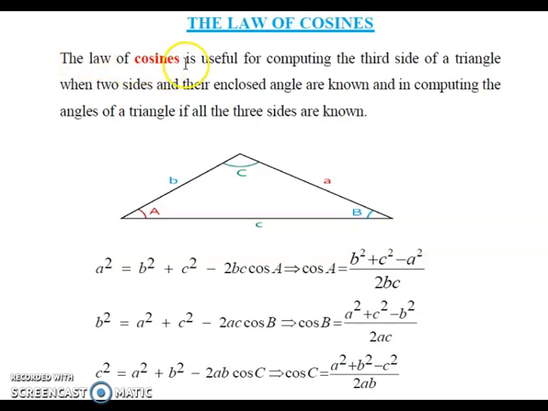The law of cosines is useful for computing the third side of a triangle when two sides and their enclosed angle are known, and in computing the angles of a triangle if all the three sides are known.